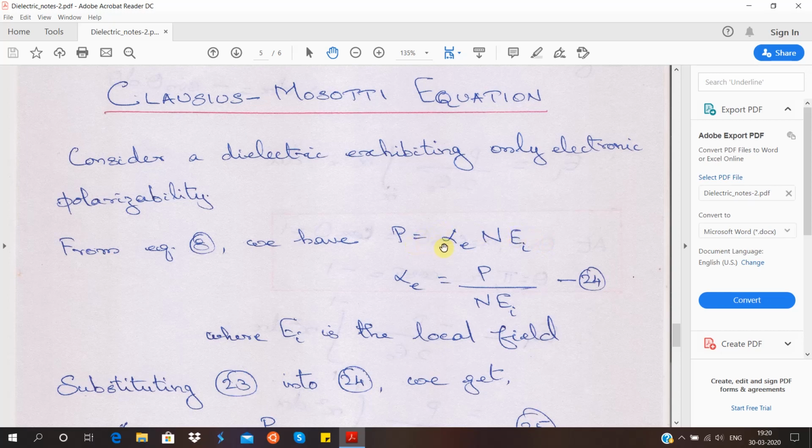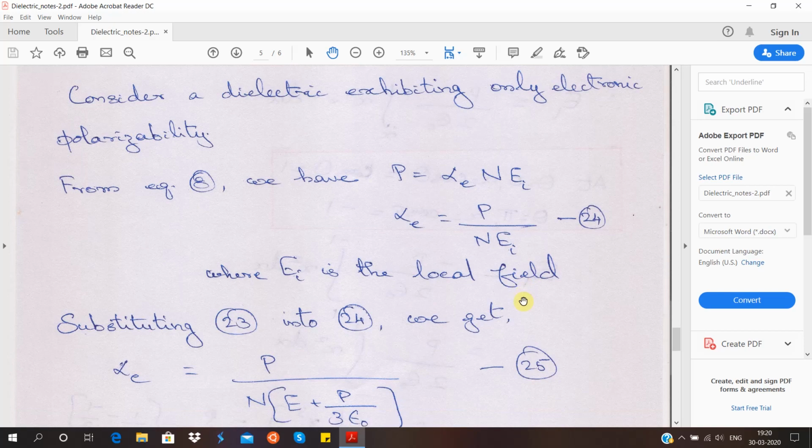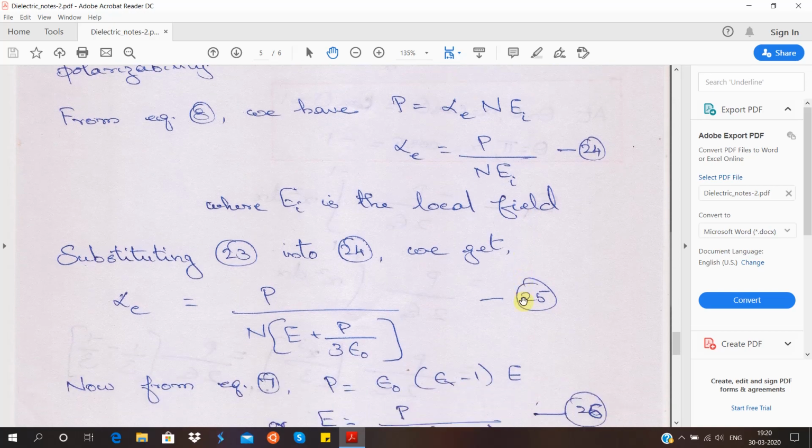So P is equal to alpha E into N into EI. Or alpha E, the polarizability, can be written as P divided by N into EI. And we just now got our expression for internal field, that was E plus P by 3 epsilon naught. If I substitute into this expression for polarizability, I am going to get alpha E is equal to P divided by N into E plus P by 3 epsilon naught.